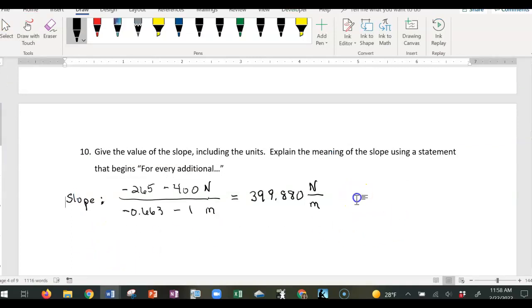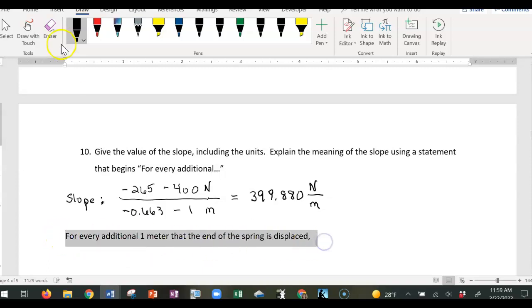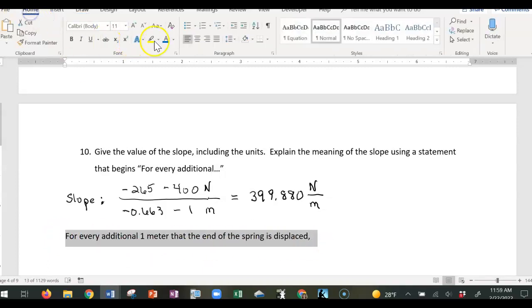let's see. So for every additional 1 meter that the end of the spring is displaced, right? I'm trying to explain what happens to the dependent variable for a 1 unit change in the independent variable.